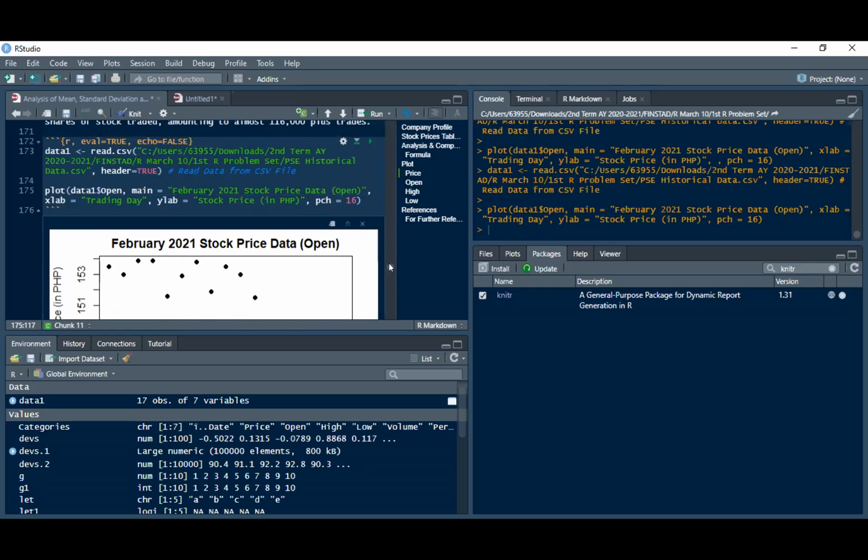Anong package ang ginagamit dito? Group 5, dito sa pag-plot nyo. Sir, base R lang po. Base R lang yan, ha, base R.